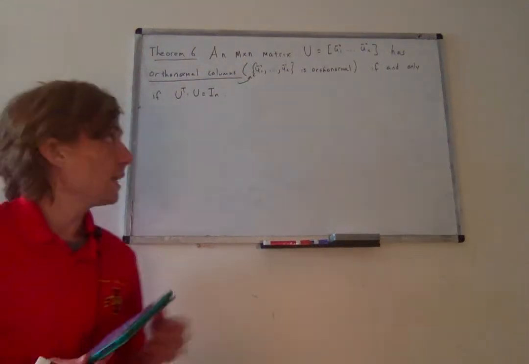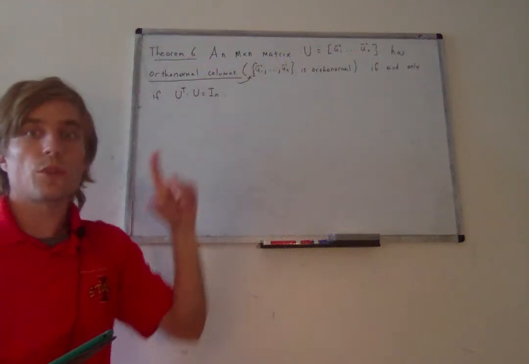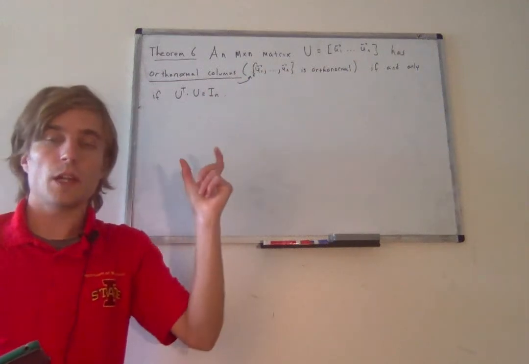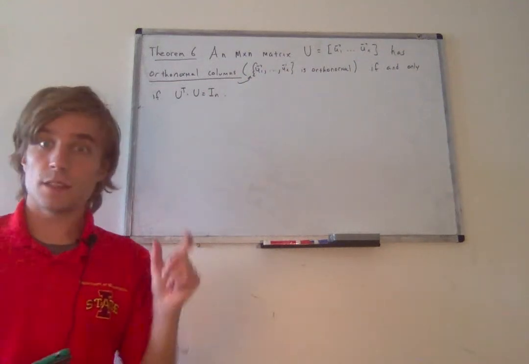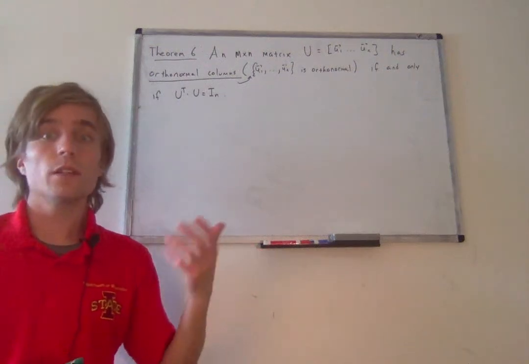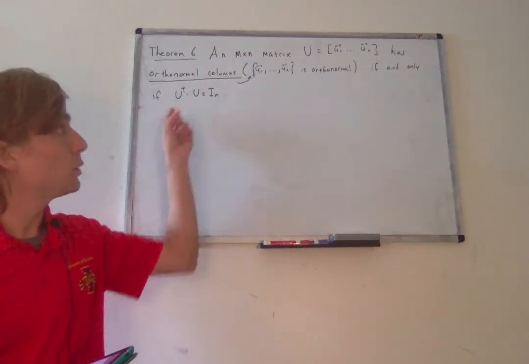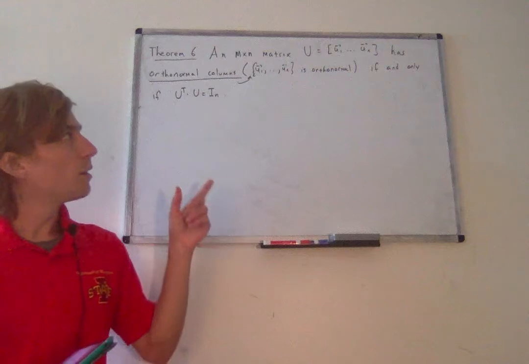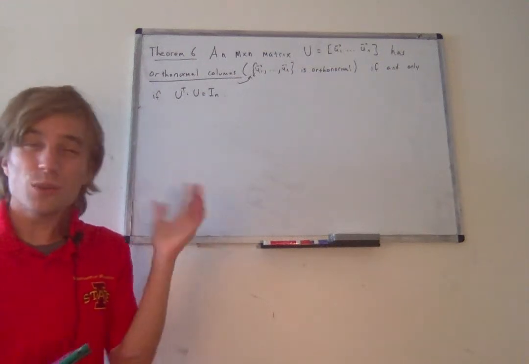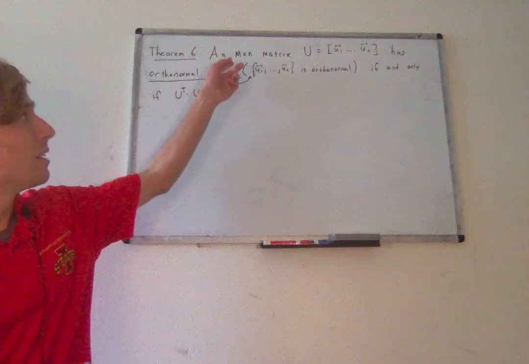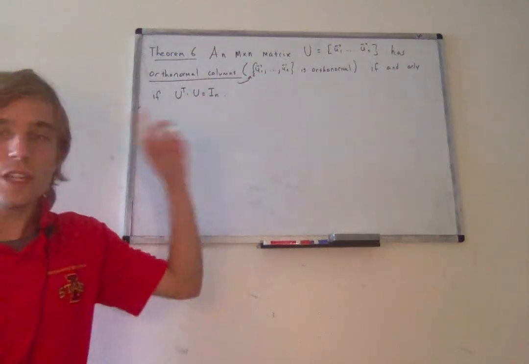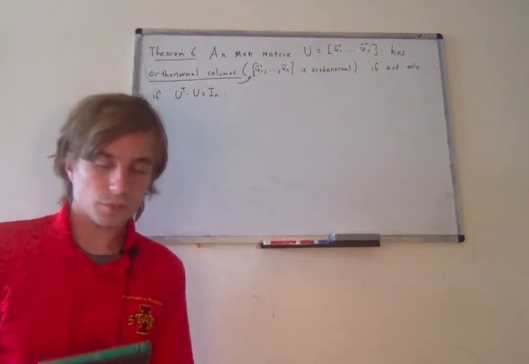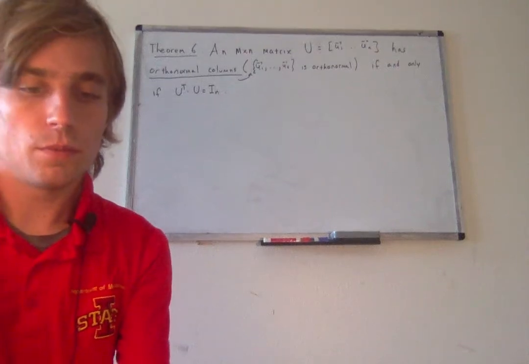So if U has orthonormal columns, remember that means that any two of these columns that are different, their dot product is equal to 0. And any two of these columns that are the same, that is U1 dot U1, is always equal to 1. Then U transpose times U is equal to the identity matrix. And so in a weird way, we kind of have this non-square matrix, which almost kind of has an inverse in a way, right? Technically these aren't inverses of each other, but they kind of look like it in a weird way.